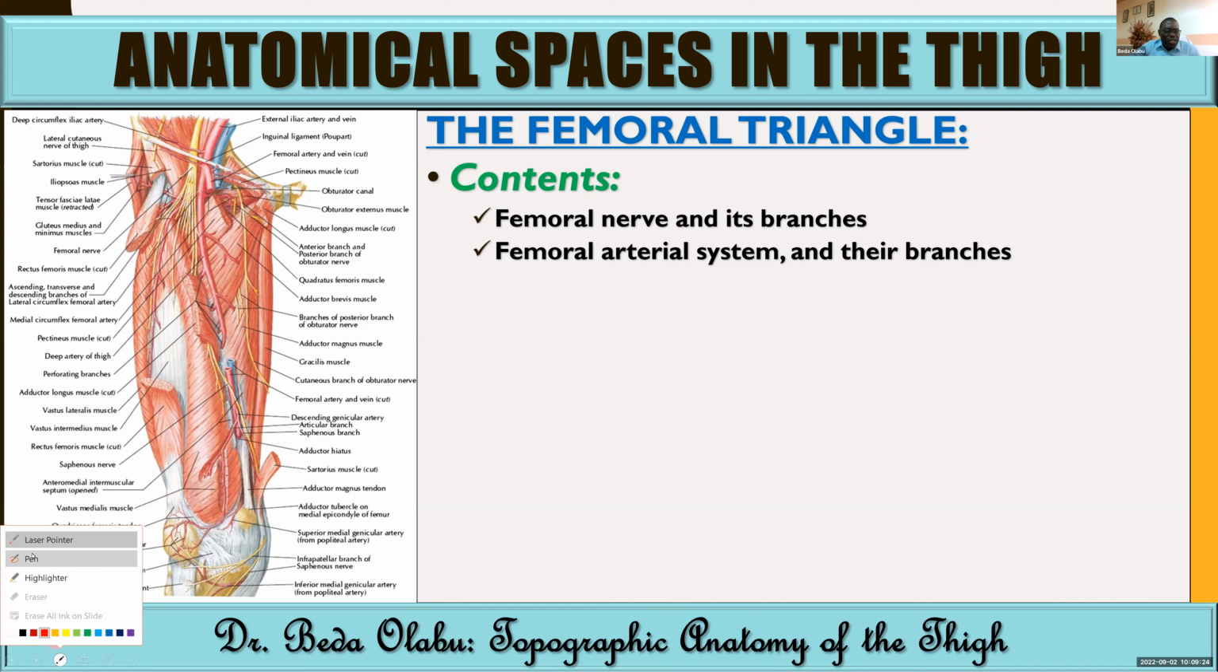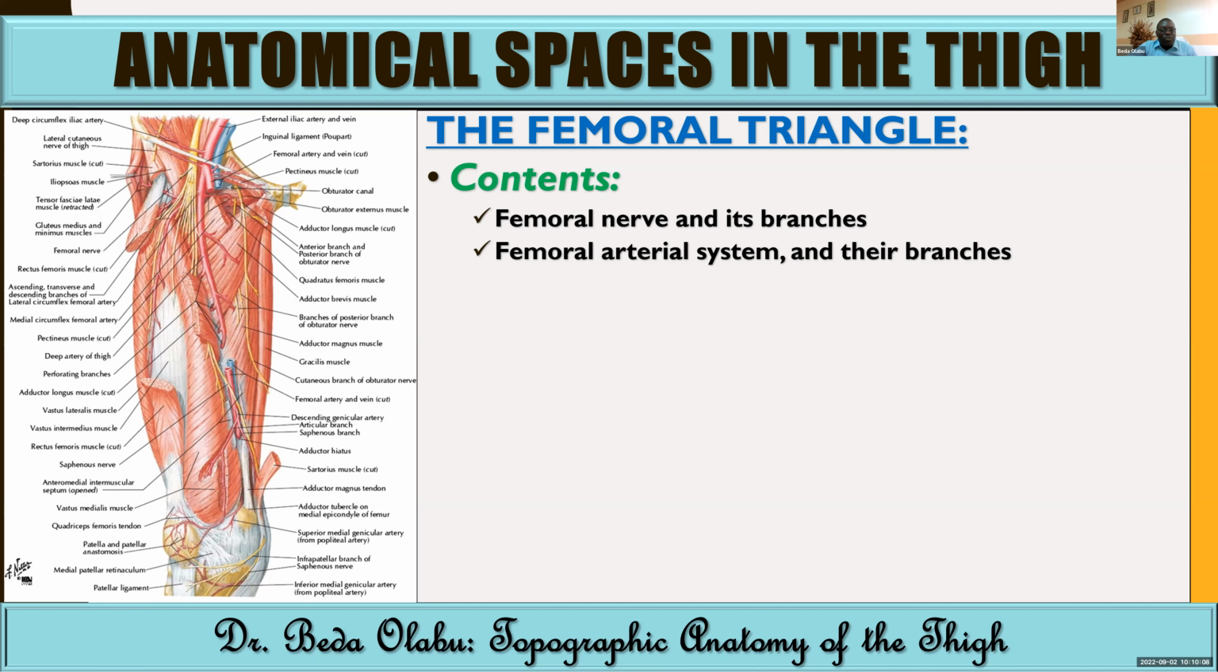Let me change that pointer so that you can see that well. So this is the external iliac artery, which becomes the common femoral artery. The common femoral artery divides into two within the femoral triangle. We have this one, which has been cut, which we prefer calling the superficial femoral artery. And then this one, what we call the deep femoral artery. So the common femoral artery, the superficial femoral artery, and the deep femoral artery are the components of the femoral arterial system. And those three arteries are partly within the femoral triangle.